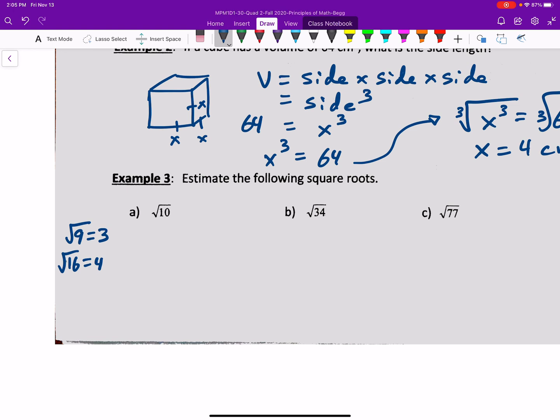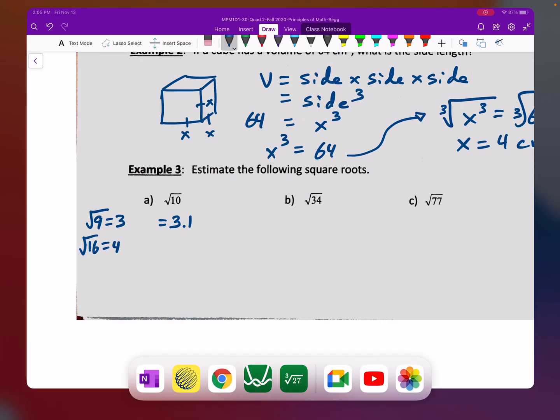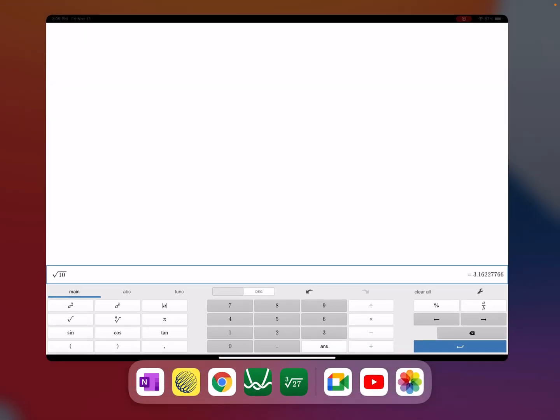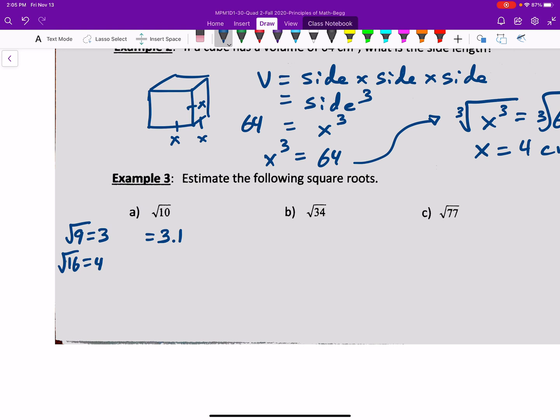Square root of 10 is going to be very close to the square root of 9. It's only slightly bigger, right? So if I had to estimate, maybe I'd go 3.1. It's going to be a decimal or a fraction, but I'm going to go decimal. So 3.1. Let's check to see how close I got. Square root 10, 3.16277. Okay, not terrible. If I rounded it would be 3.2, but that's not terrible, is it?